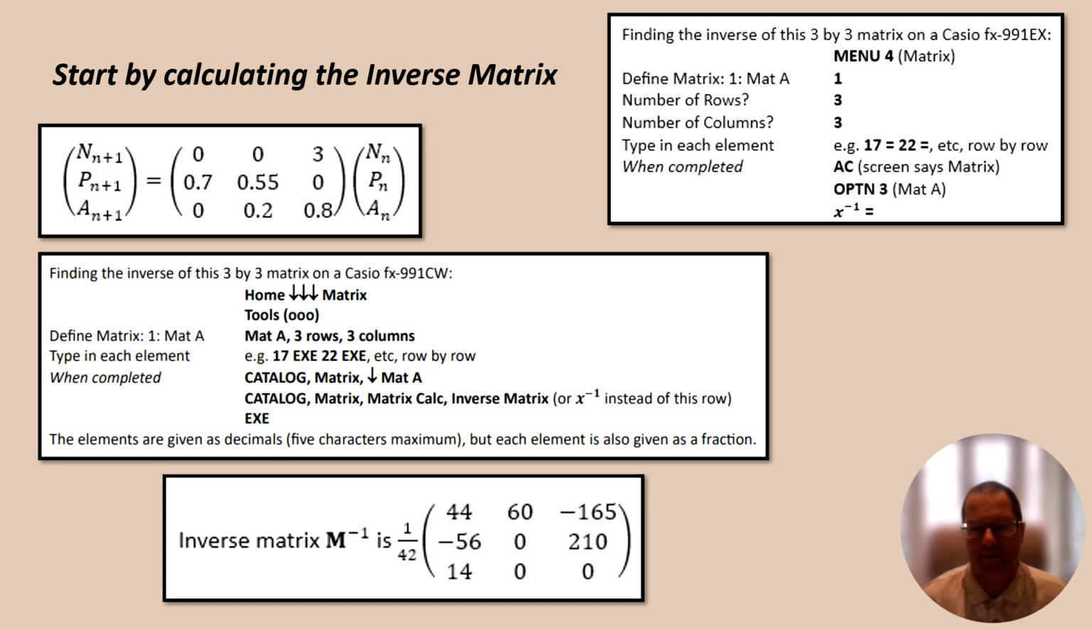So given that we're going to have to go backwards in time, we're going to need to use the inverse matrix. So again, here are the instructions for finding the inverse matrix for the EX and the CW, and the answer is given at the bottom, but please use your calculator to ensure you can do that.